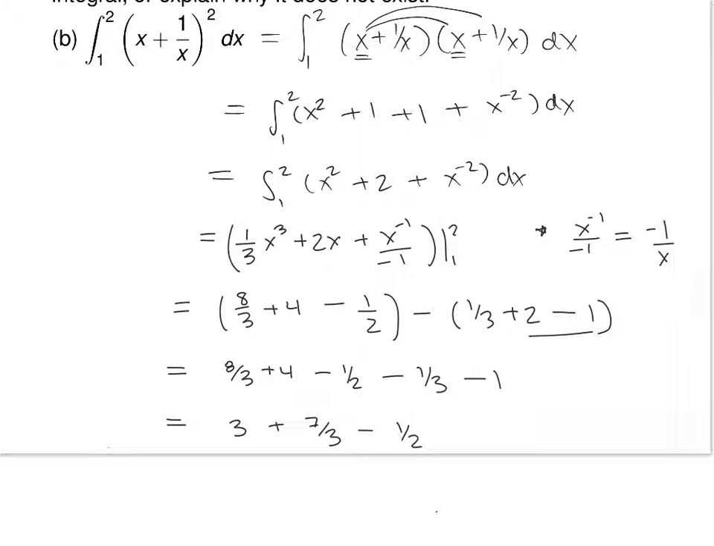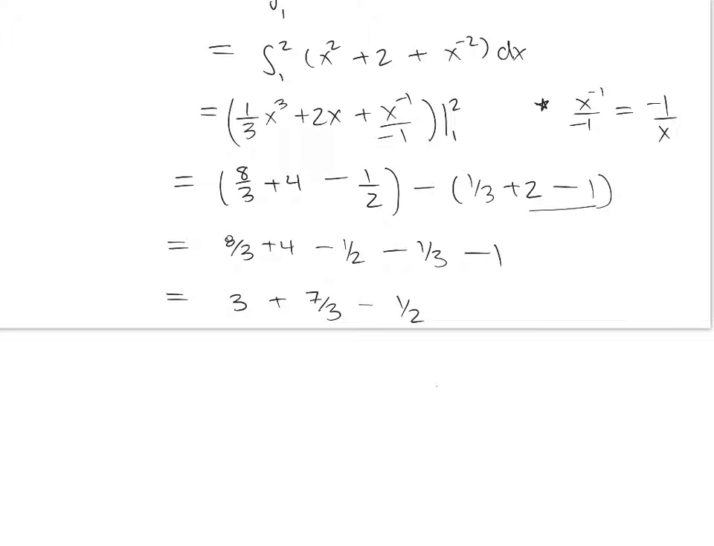So what's the common denominator going to be here? 6. Great. Let's multiply 3 by 6 over 6, and we get 18/6 plus 14/6 minus 3/6. So 32 minus 3, I think 29/6. Do you guys agree?